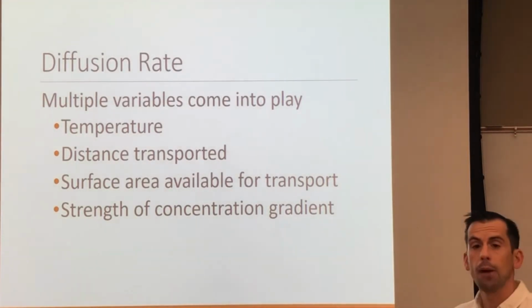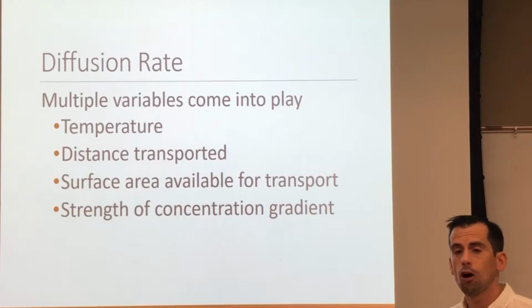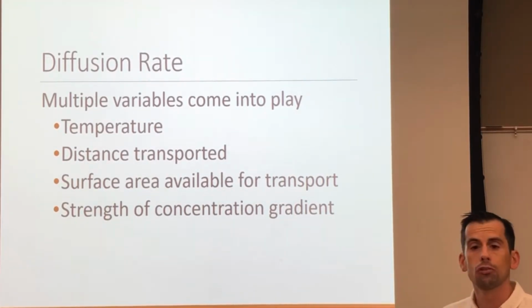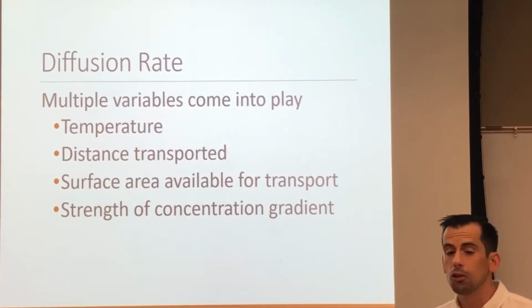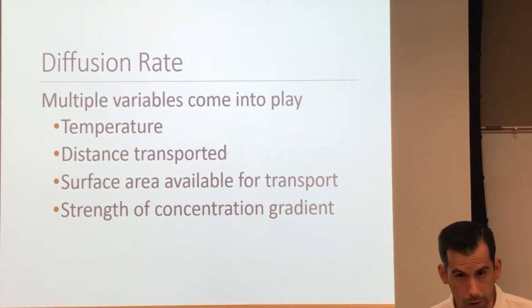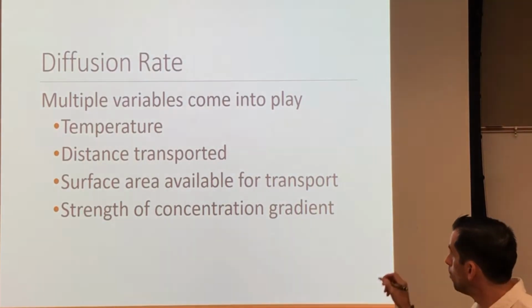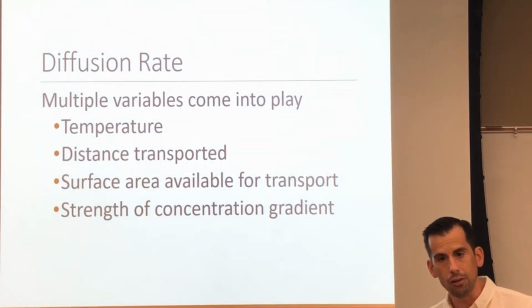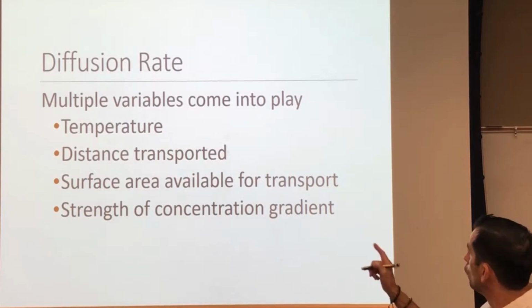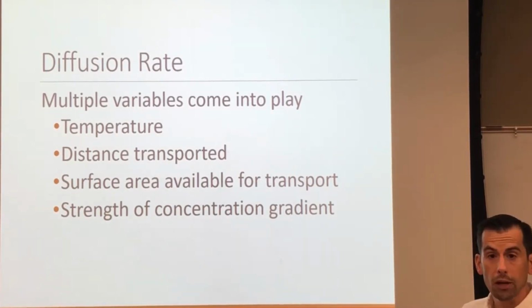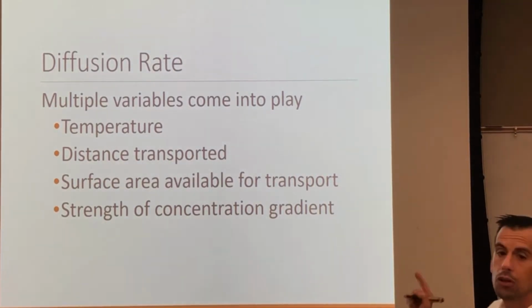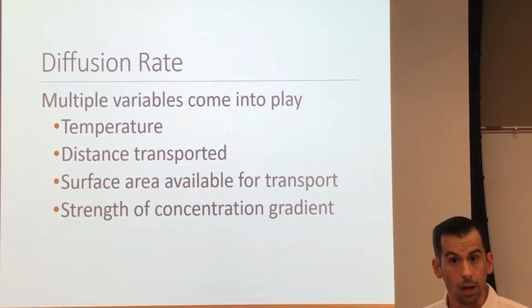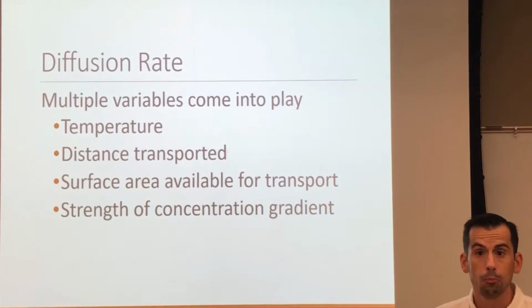And in a similar manner, distance transported. We're always talking about the plasma membrane of a cell, and for most of the cells we're going to discuss, the thickness of the membrane doesn't vary by a great deal. So these won't really be considerations when we talk about diffusion rate into and out of a cell. However, surface area available will make a difference, and the strength of the concentration gradient. Both of those will determine greatly the rate at which a solute moves across the membrane.